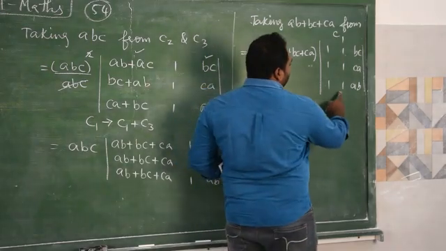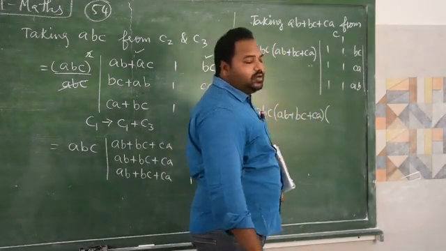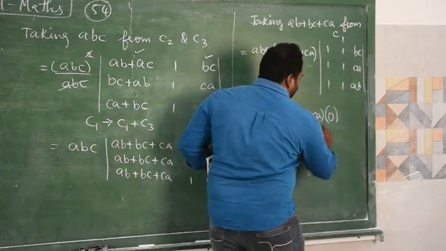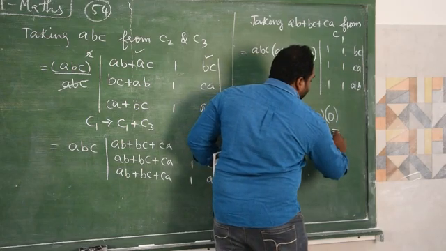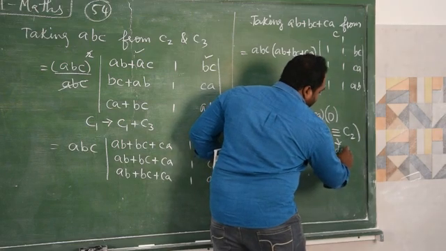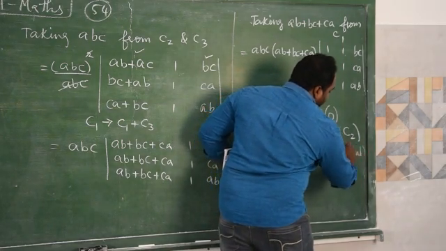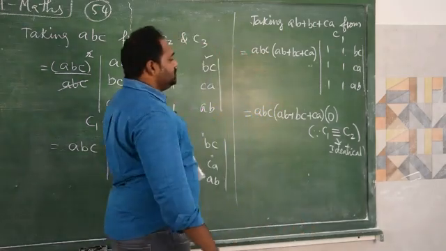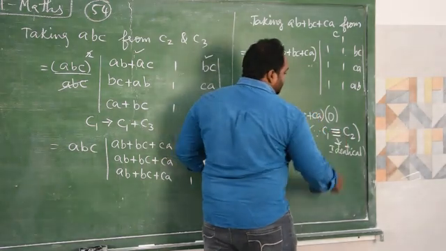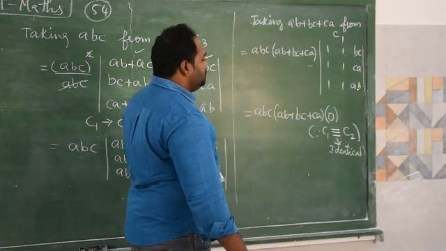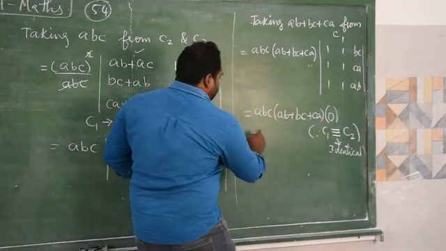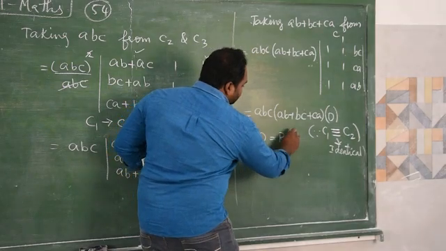We have column 1 and column 2 identical. Directly we can apply 0 to this determinant because C1 is identical to C2. This is the meaning of identical: column 1 and column 2 are identical, and you mark them with three lines like this. So C1 and C2 are identical, so the value is 0. And 0 times anything is 0, so it equals the RHS.